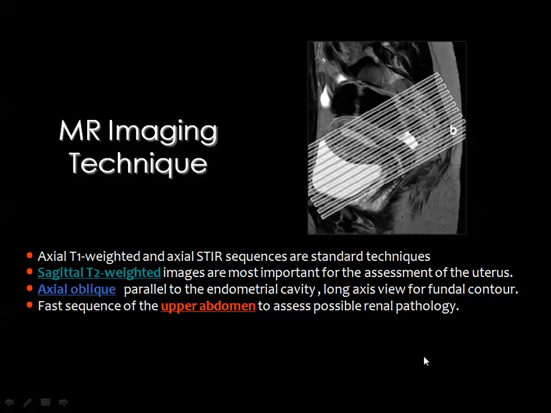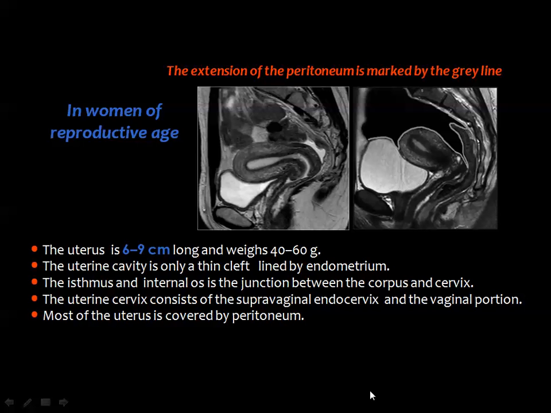Then sometimes many of the radiologists will prefer the axial oblique images, which are obtained perpendicular to the axis of the uterine body. And one of the important issues is sometimes you need to scan the upper abdomen for possible renal pathology, especially in cases with uterine anomalies, and also in cases of malignancies searching for metastatic deposits.